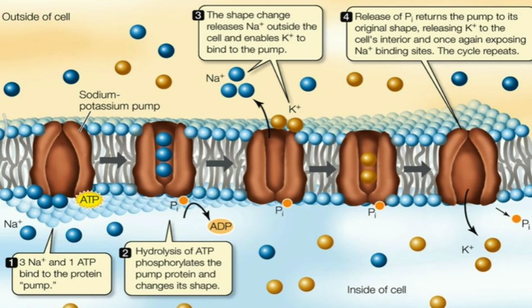So 2 of the potassium ions come inside, and as a result there is again a change in the shape of the sodium potassium pump. As the shape changes, we can see that the inorganic phosphate is released. Because of the release of the inorganic phosphate, the pump returns to its original shape, releasing potassium to the cell's interior, and once again the sodium binding sites are exposed for the next cycle to be repeated.